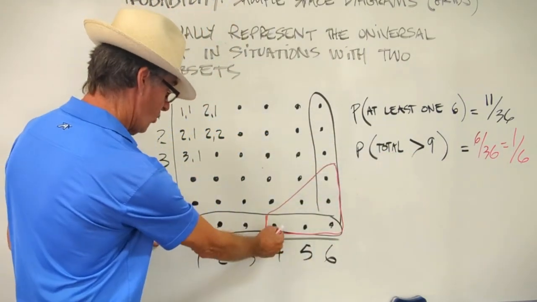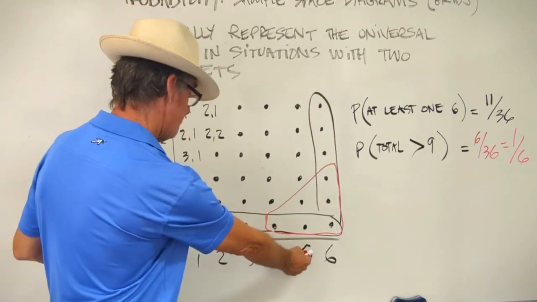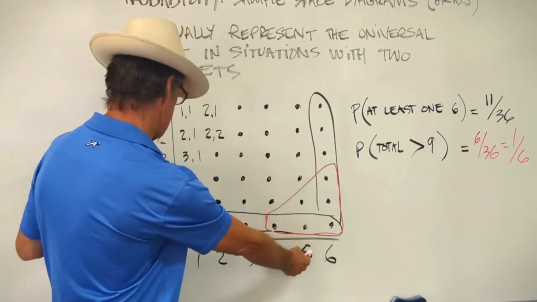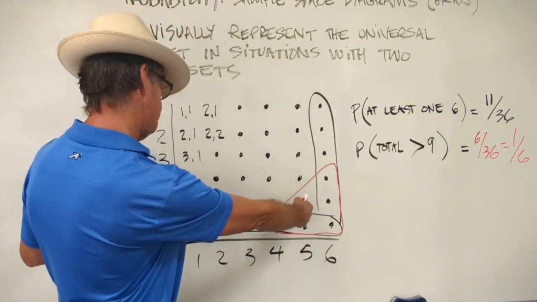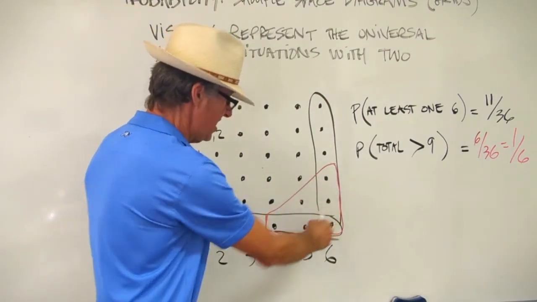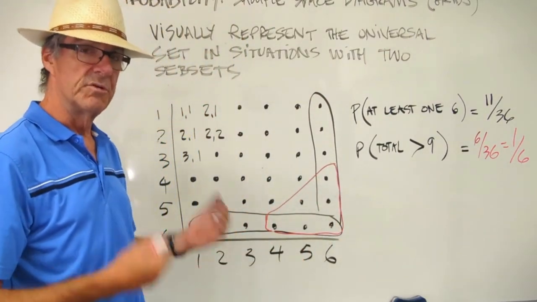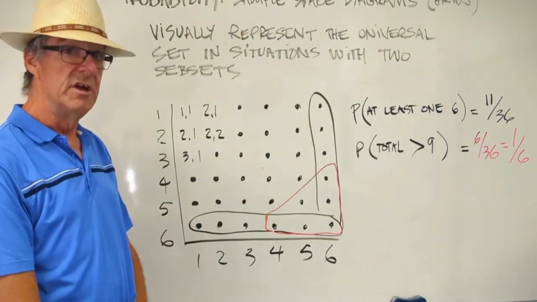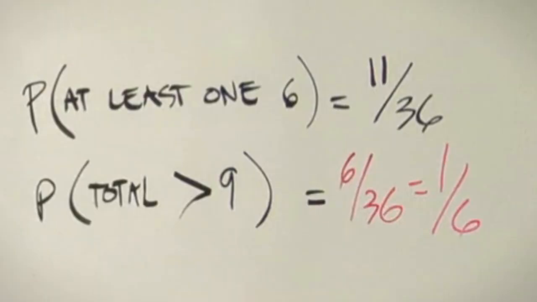So I've got 4, 6, that's 10. I've got 5, 6, that's 11. I've got 5, 4, I've got 5, 5, there's a 10, and so on. So each of these dots represents an outcome when rolling 2 die where the total is over 9.